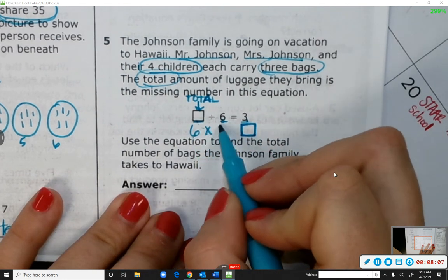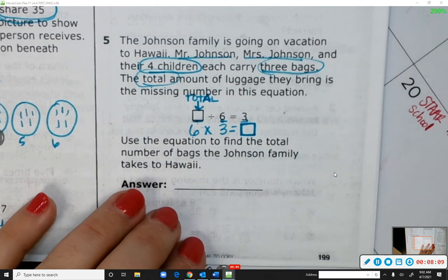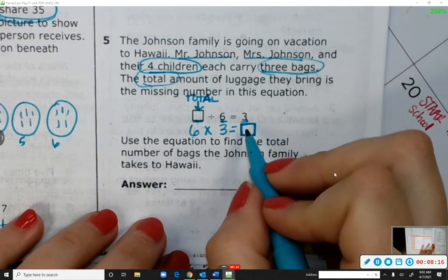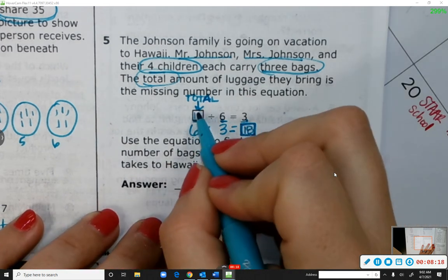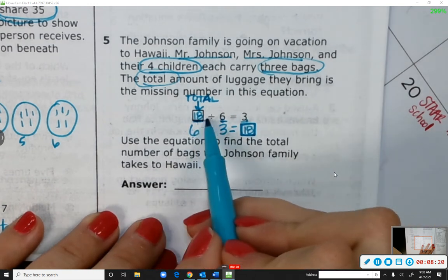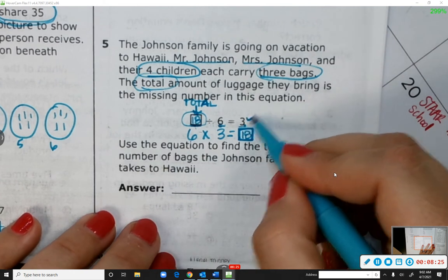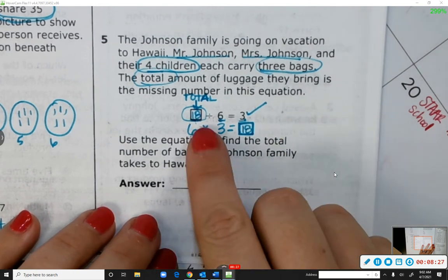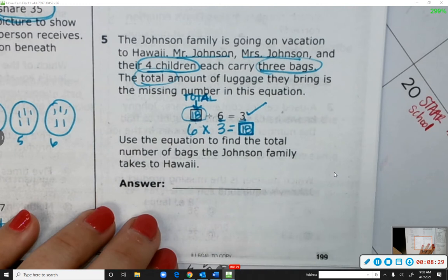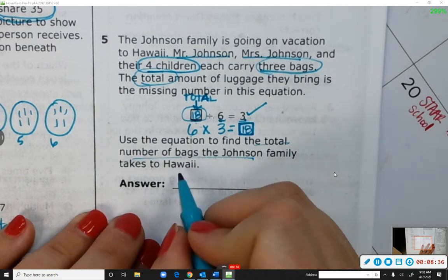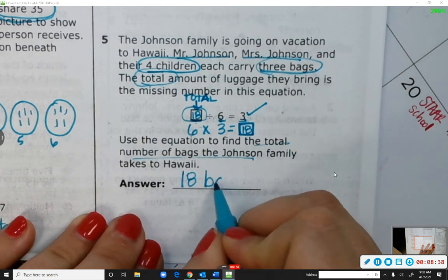6 times 3. Okay, what is 6 times 3? 18. Very good. So the box would equal 18. Does that make sense that 18 divided by 6 equals 3? Yes. Always go back and check to see if that number makes sense in the equation. So the total number of bags the Johnson family takes to Hawaii is 18 bags.